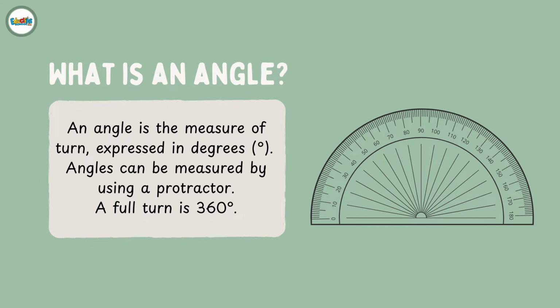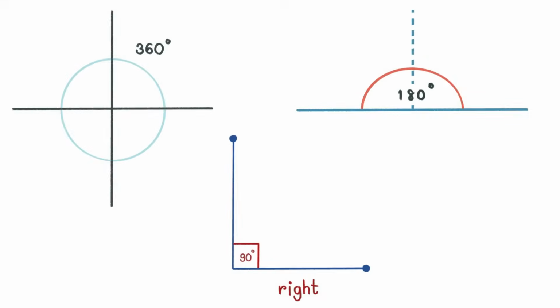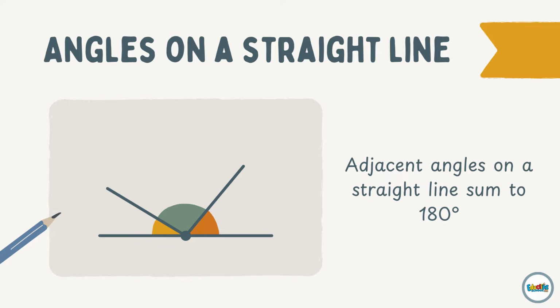An angle is the measure of turn expressed in degrees. Angles can be measured by using a protractor. A full turn is 360 degrees, so therefore a half turn is 180 degrees, and a quarter turn is 90 degrees, otherwise known as a right angle. Adjacent angles, those that are next to each other and meet at a point on a straight line, sum or add up to 180 degrees.